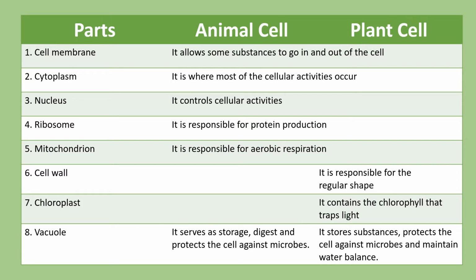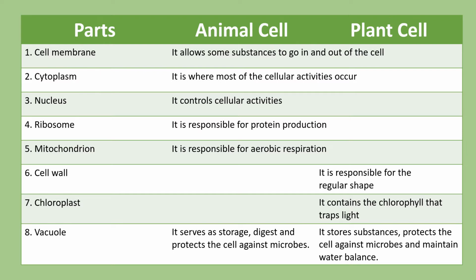So the cell membrane is a partially permeable membrane that allows some substances to go in and out of the cell. Cytoplasm is where most of the cellular activities occur. The nucleus, which is the brain of the cell, controls cellular activities. Ribosomes, as an organelle, is responsible for protein synthesis or production. The mitochondrion, as an organelle, is responsible for aerobic respiration.